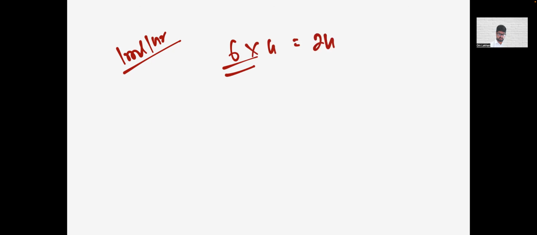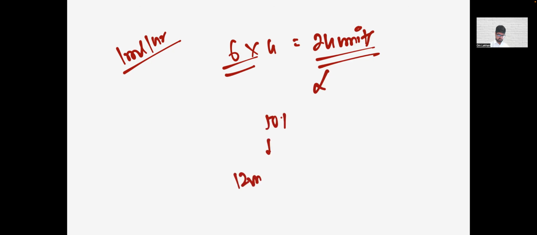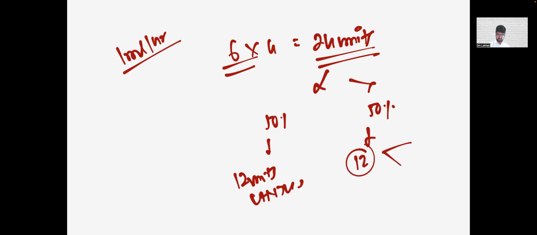Let's say for the past 6 hours, the patient has been on 1 ml per hour of infusion. So in 6 hours, the patient will receive 6 units. So 6 into 4 will be 24 units. So the patient's total 24-hour requirement is 24 units of insulin. Of this, 50% will be basal, so you'll be giving 12 units of Lantus, and 50% will be bolus. It will be a total of 12 units. This has to be divided into 3 doses: before breakfast, before lunch and before dinner. So 4 units before breakfast, 4 units before lunch and 4 units before dinner.